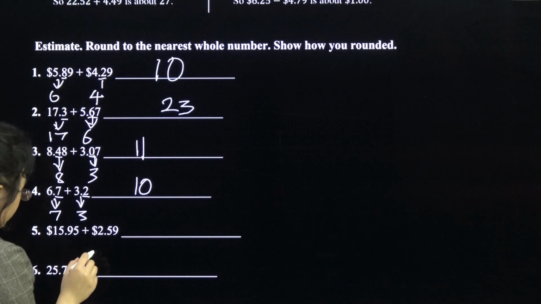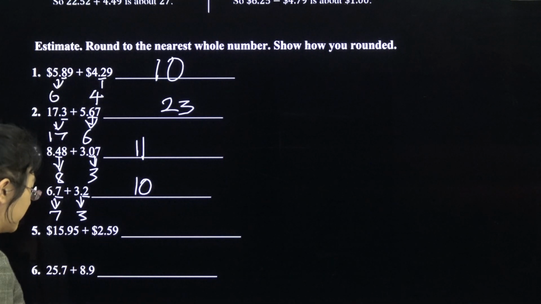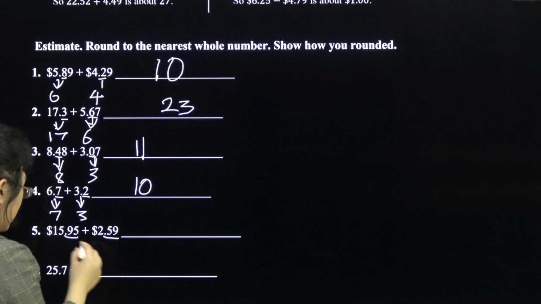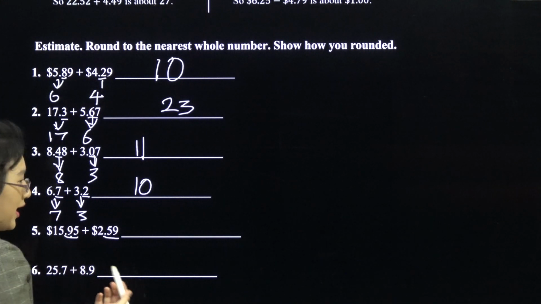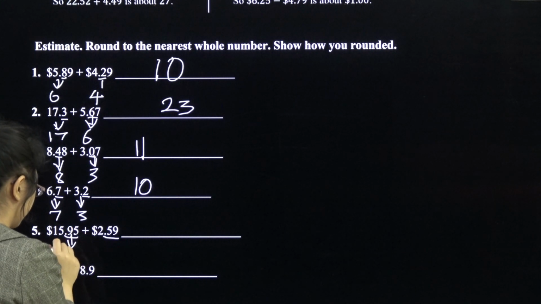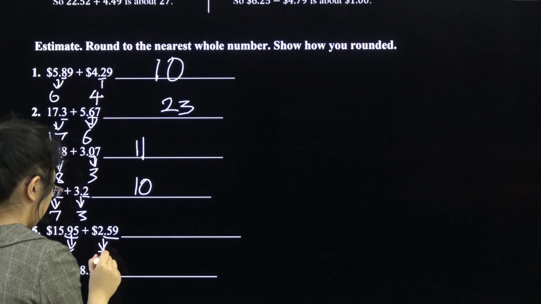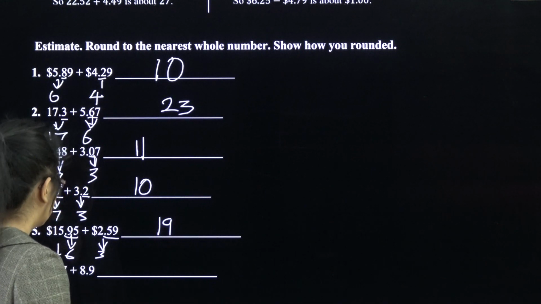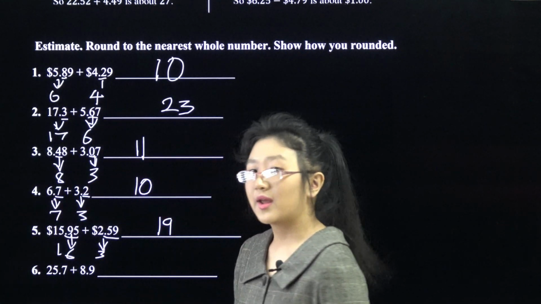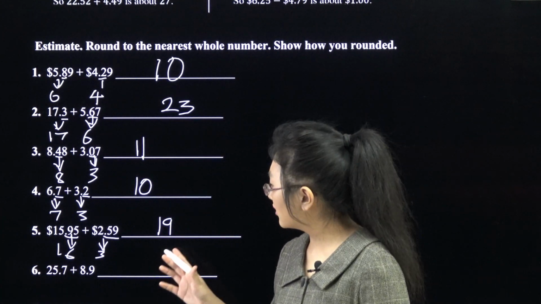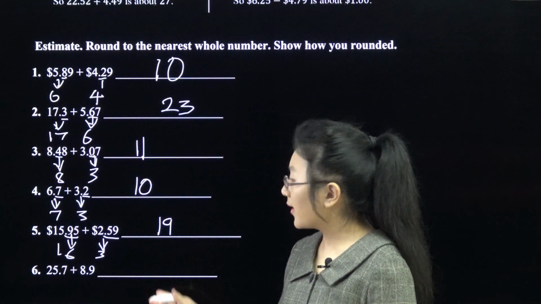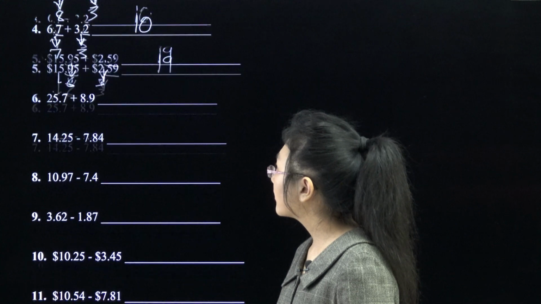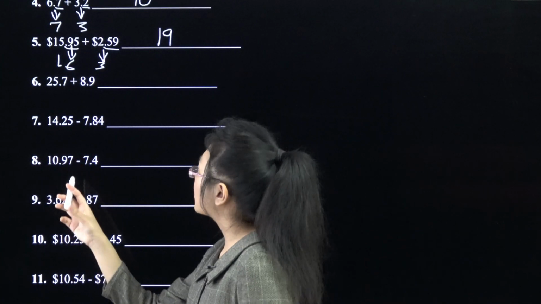Now we have money. And this estimation is going to be a little bit off because both of these are going to be going up, since 9 is bigger than 5 and 5 is equal to 5, which means that both of them round up into 16 and 3. So 16 plus 3 equals 19. Therefore, we get 15.95 plus 2.59 is approximately $19, because this is all money. Now we move on to other questions.